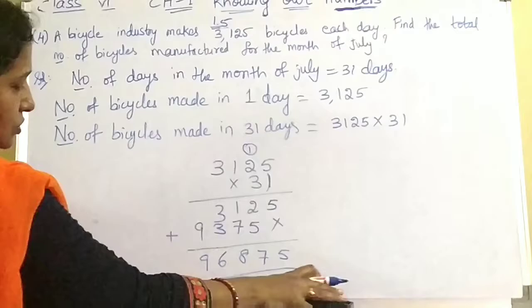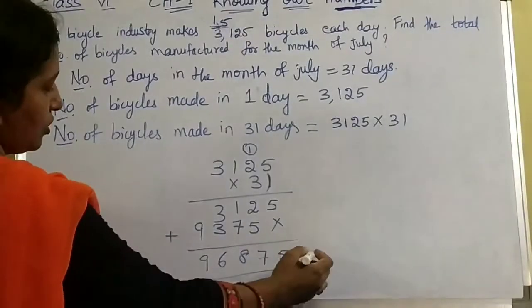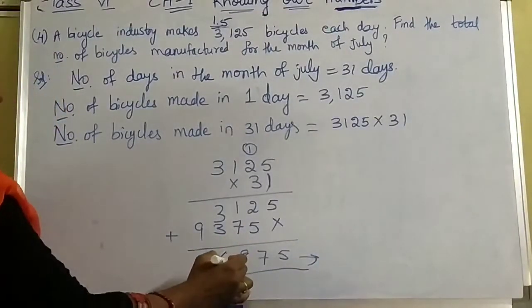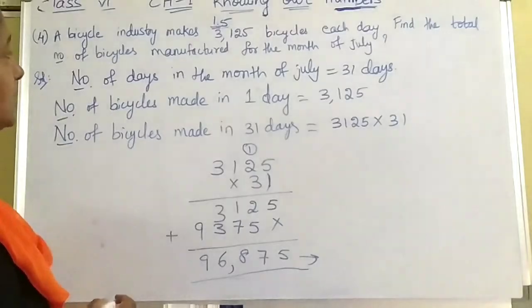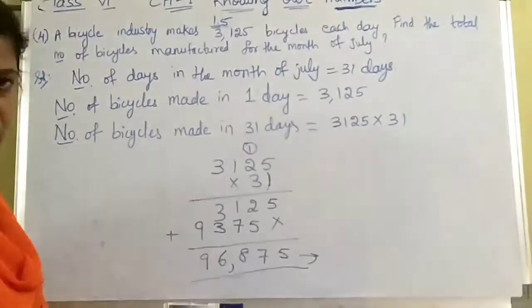So total how many cycles manufactured in the month of July? This is the answer. 96,875 cycles manufactured in the month of July.